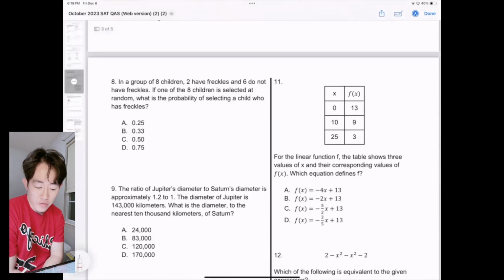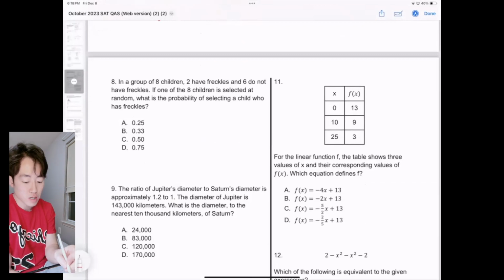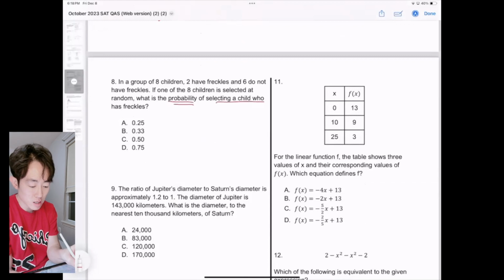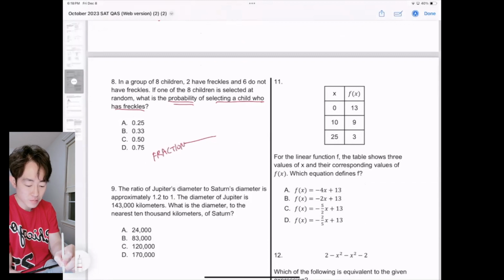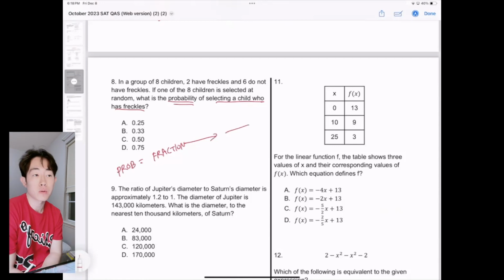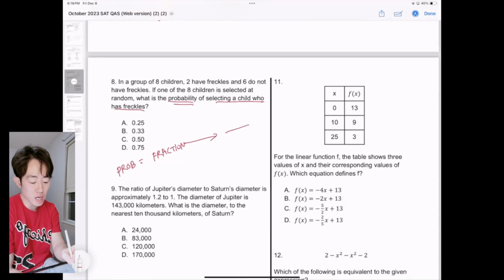Number 8, in a group of 8 children, 2 have freckles and 6 do not have freckles. Okay, so if one of the 8 children is selected at random, ooh, probability question. Selecting a child who has freckles. Any probability is a fraction. Please remember, probability is always going to be a fraction. And so the fraction here would be out of those 8 children.